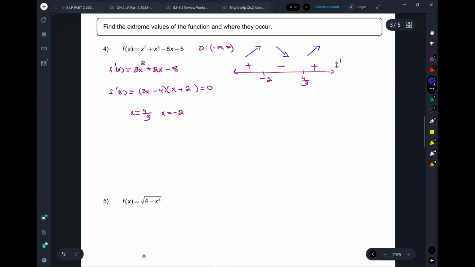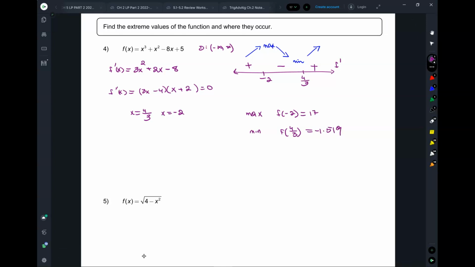So where is there a maximum and a minimum here? So we say maximum is f of -2, and then you're going to plug it into the original function, right? And you get 17. Minimum, f of 4/3, -1.519. Is this helping?